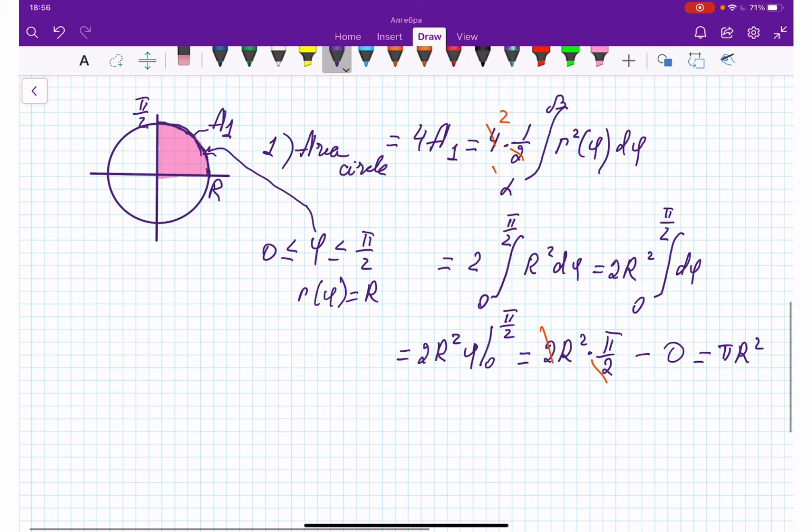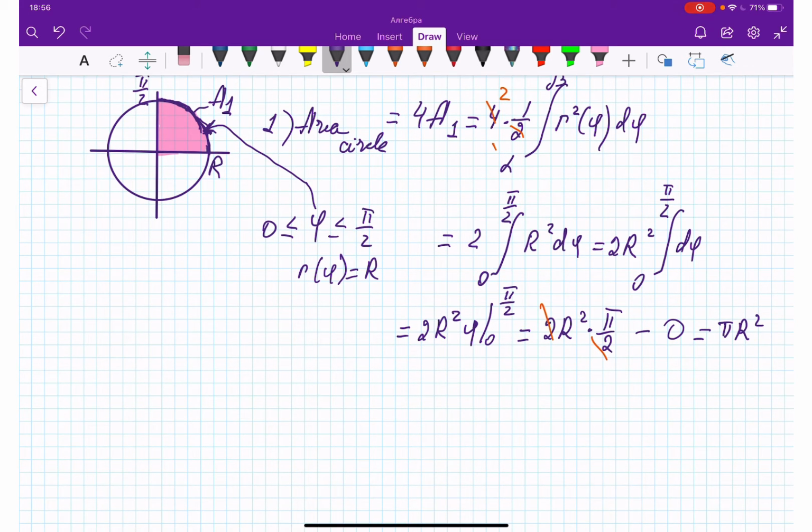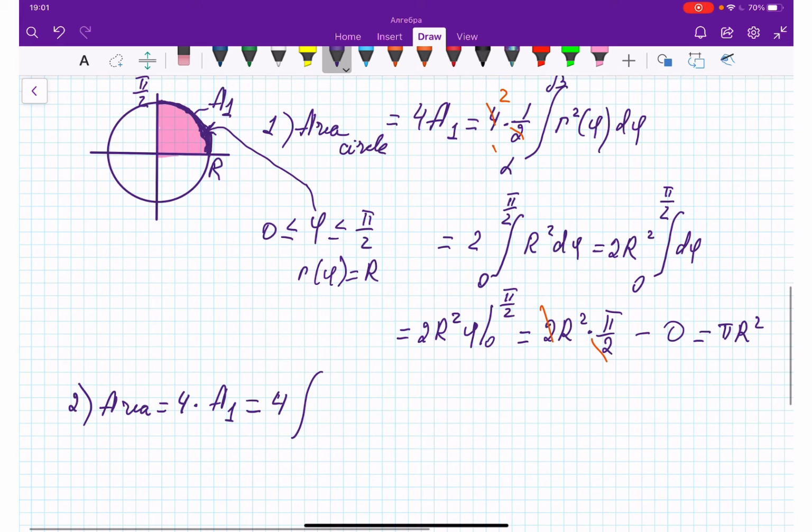Now the second method. What if you don't know the formula for the area under this arc in the first quadrant? What if you don't know how to calculate the area of the first quadrant? Then we are going to go the following way. The area of the entire circle is equal to 4 times A1, and this is going to be equal to 4 times the integral going from 0 to R, the radius.